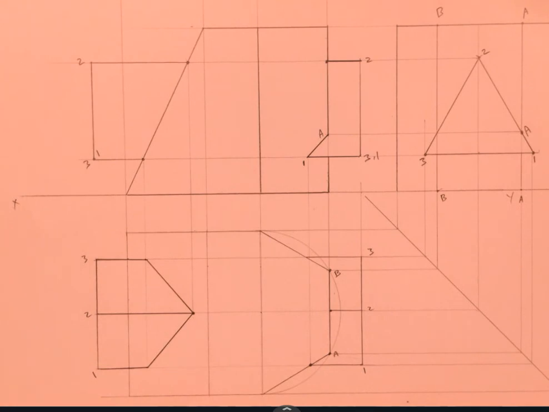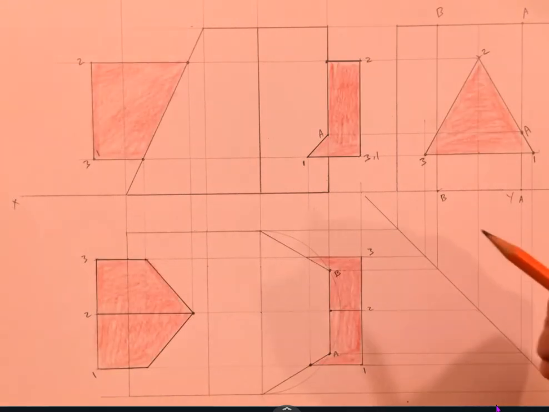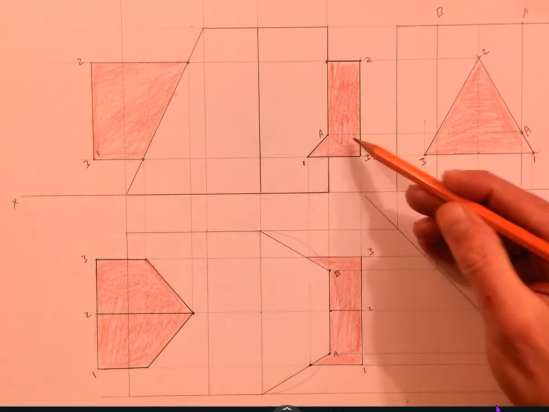That is the shape done. I'll quickly colour it so it makes a bit of sense. So that's our completed shape. Plan and elevation view of it.